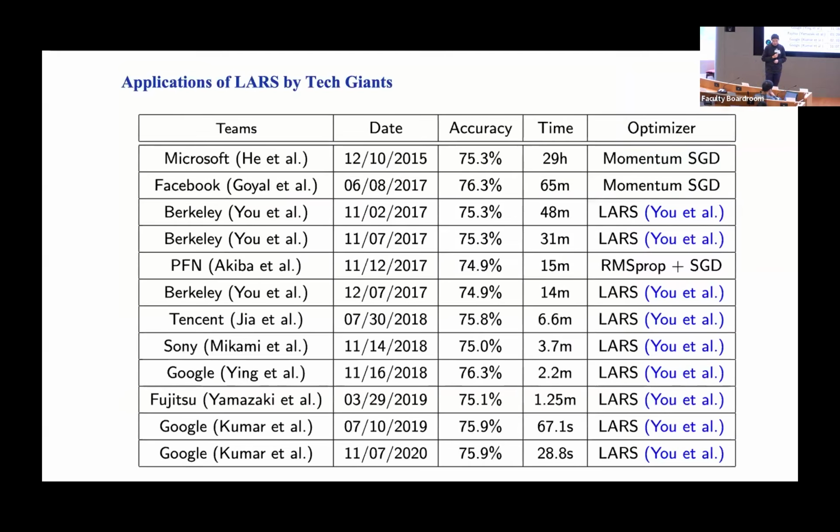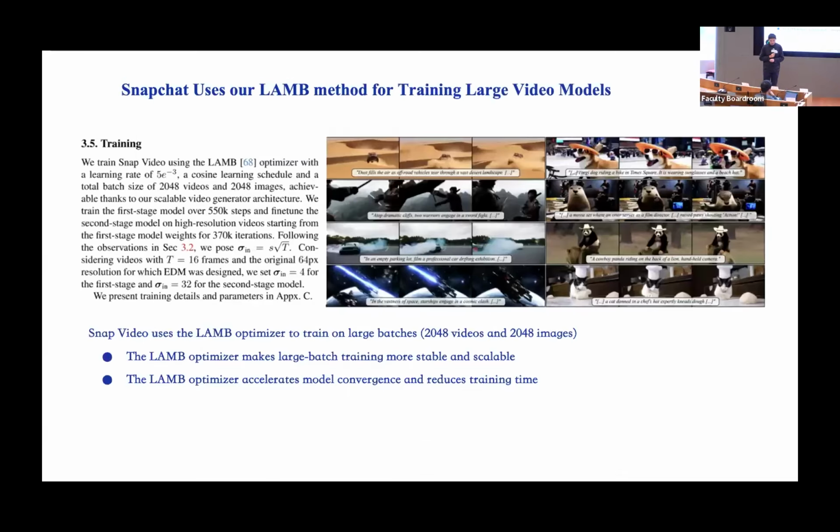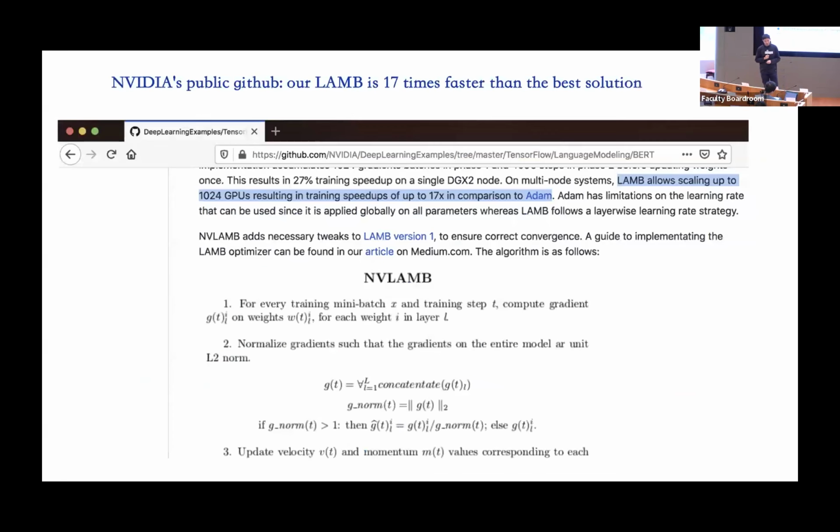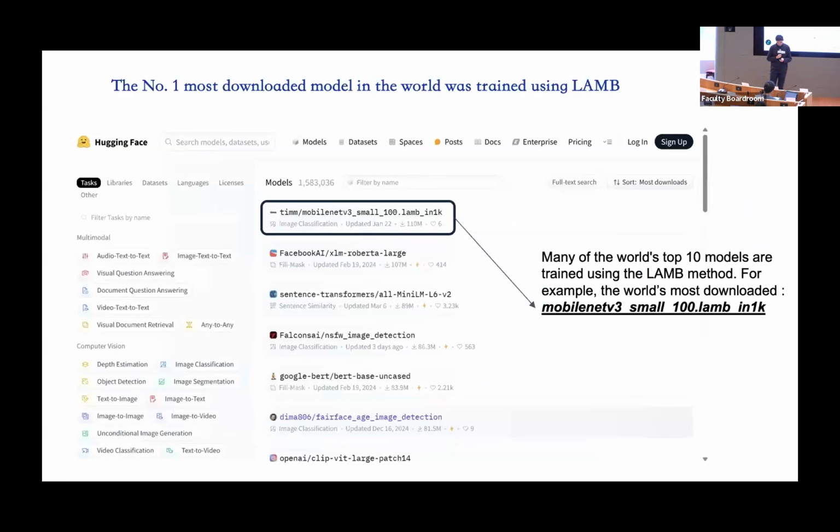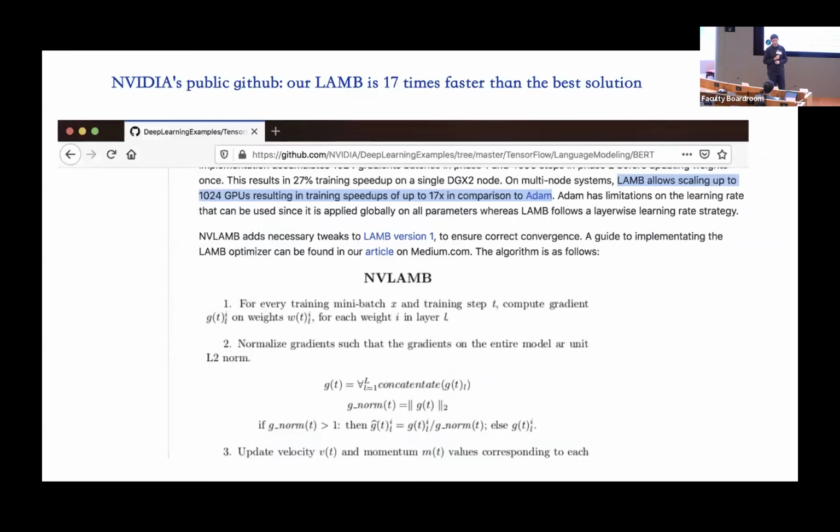In this way, we can reduce the ImageNet training time from 30 hours to roughly 30 seconds. Right? And also, this was used by Snapchat. They use LAMB to train their Snap Video model, their video generation model. Right? There are some very crazy results.